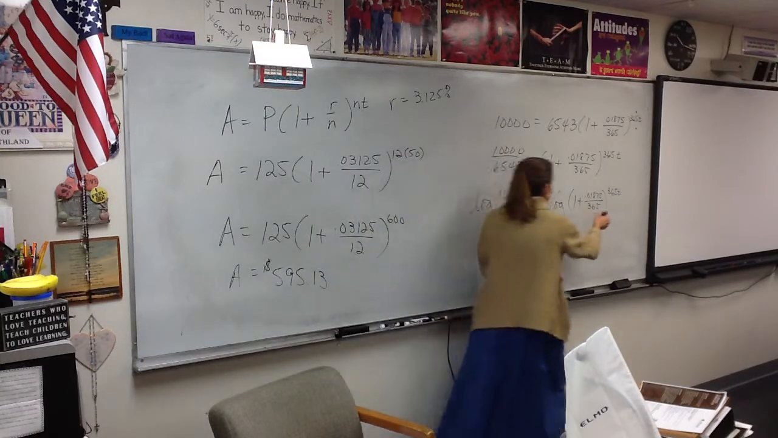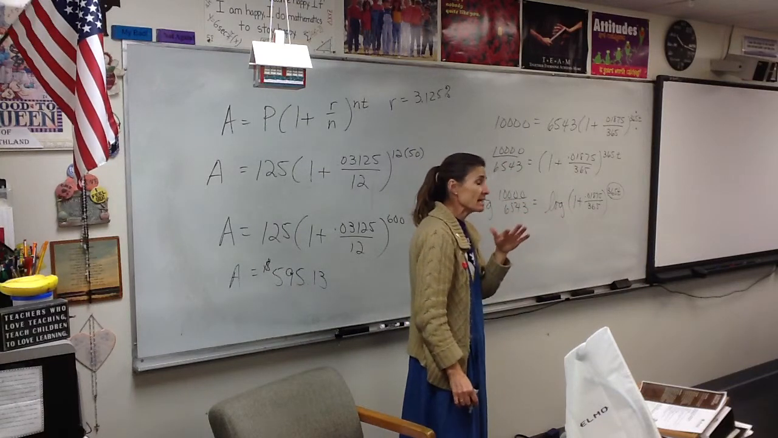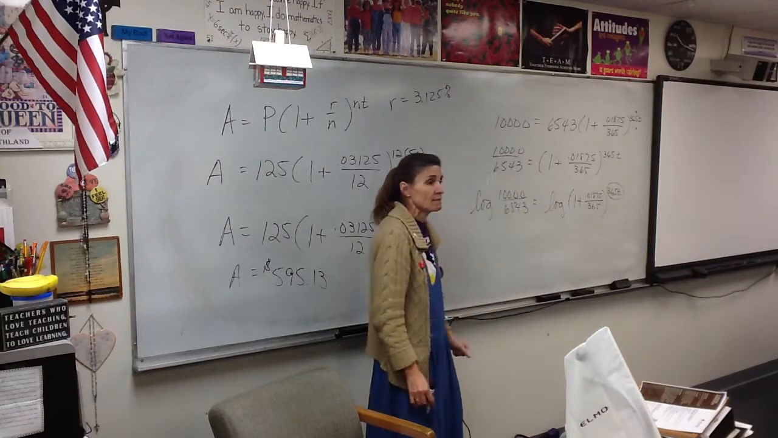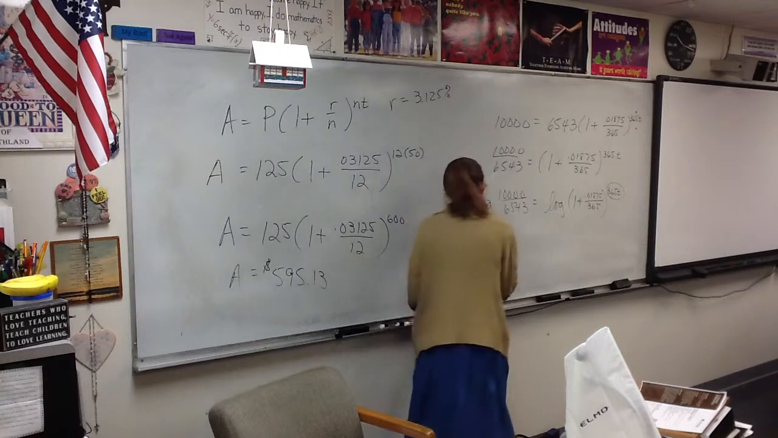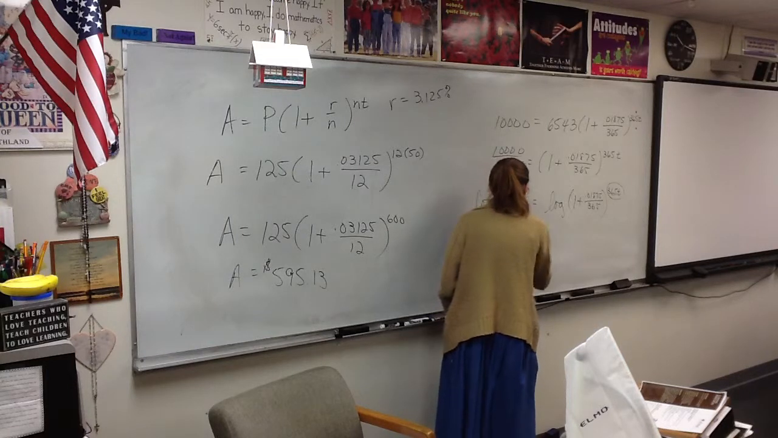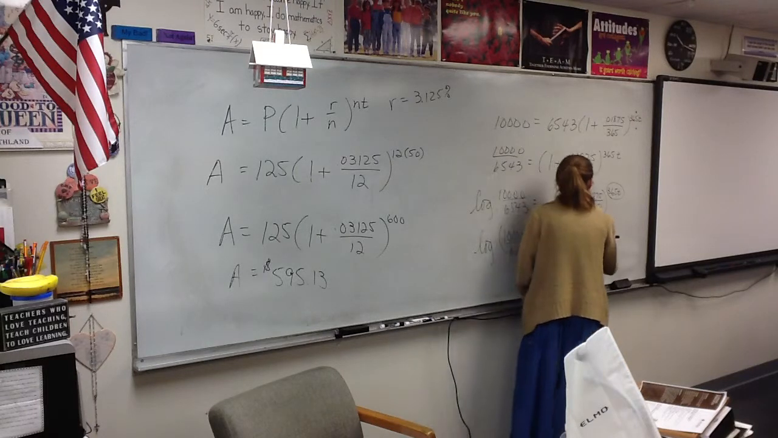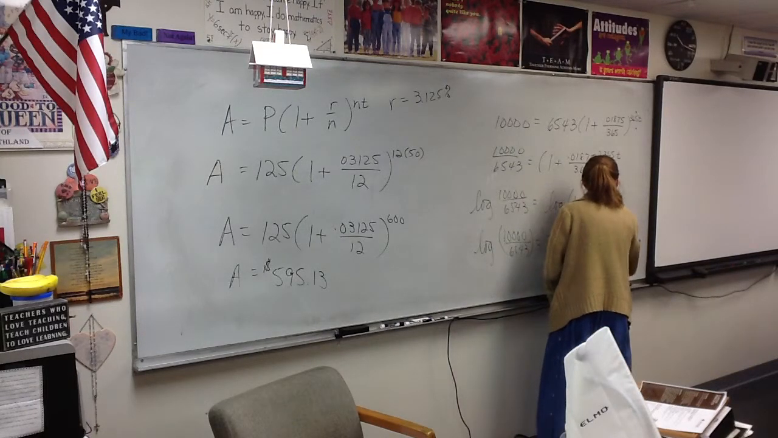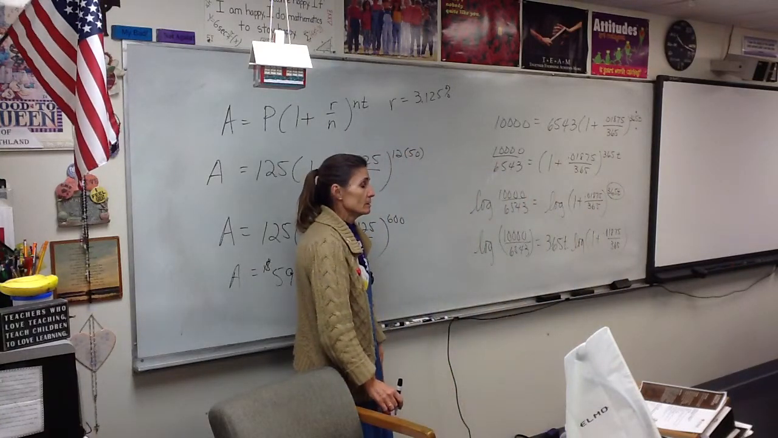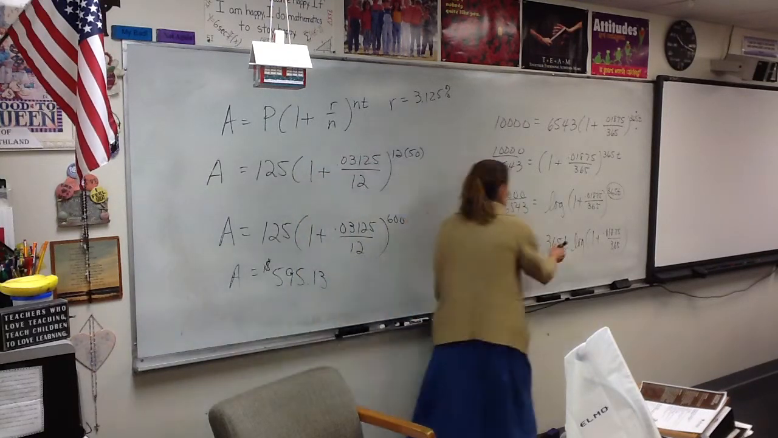Now, what happens with this guy? Unlike the E problems, nothing cancels. I can't cancel anything, but I can do something with that exponent. What can I do with that 365t? Move it to the front. I can move it to the front. So I have the log of 10,000 over 6543 equal to 365t times the log of this big ugly parenthesis. Now at this point it's almost harder to write it down than it is to actually do it. I want to solve for t.